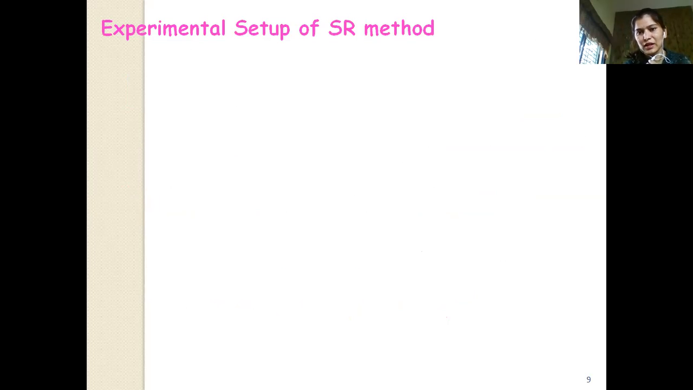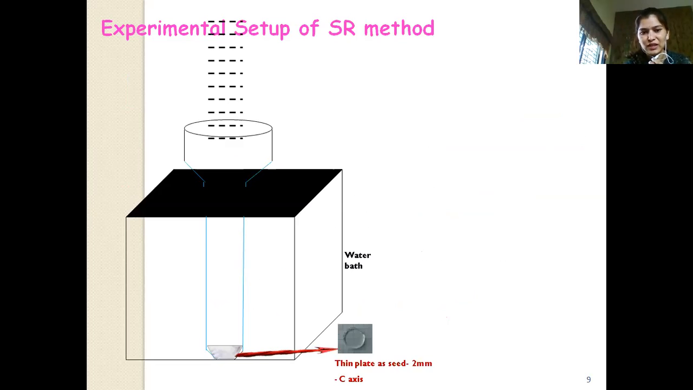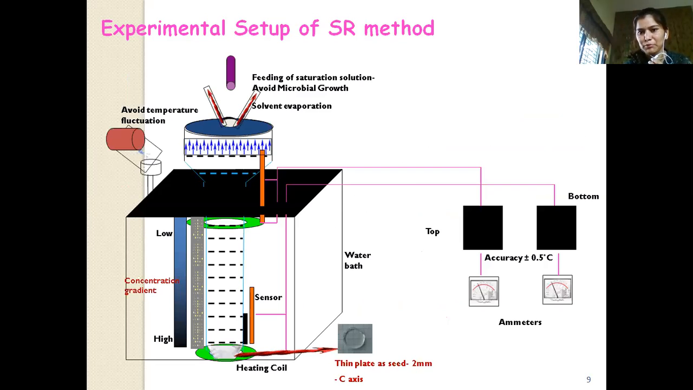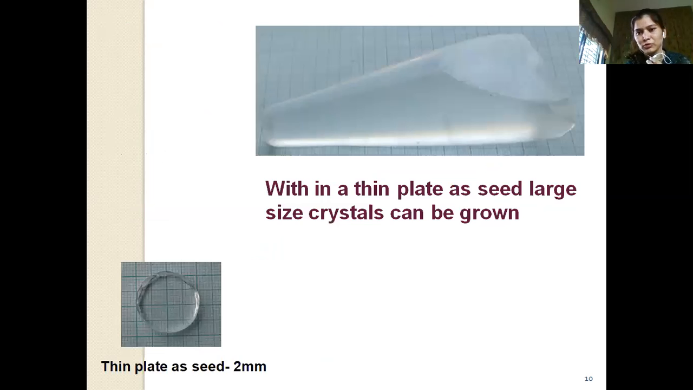To grow a bulk size crystal, I have chosen the SR method. This is the setup of the SR method, in which from a small seed, a large size crystal can be grown from solution. Just by maintaining the temperature gradient, we can get bulk size growth, and that growth can be observed easily, and we can record the per day growth of our crystal. We'll not go into detail in this method due to lack of time.